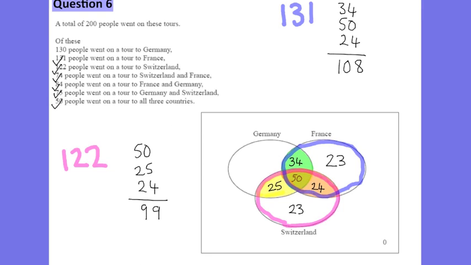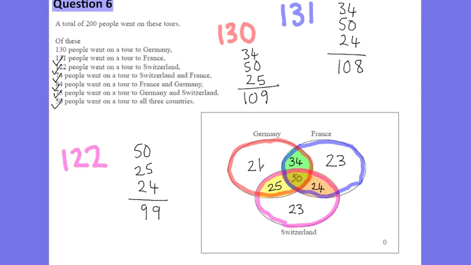Lastly, we are looking here at our last category. This category is for Germany. This here is the red circle that everyone inside the red circle went to Germany, and there is 130. 130 people, but we already have 34 plus 50 plus 25. Adding those up, we have 109. We have 130, therefore 21 people just went to Germany.